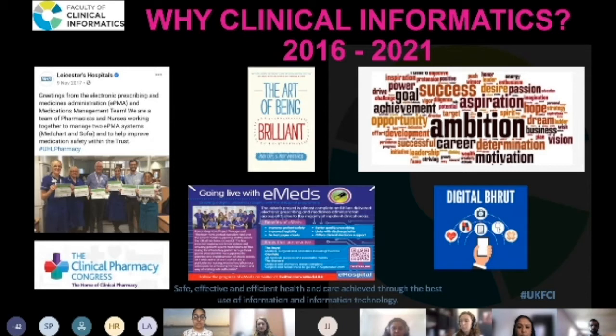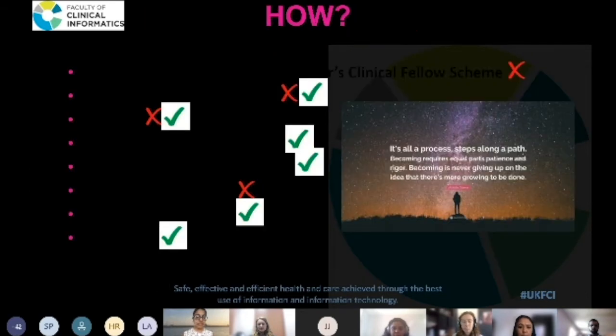So the journey hasn't always been easy, and progressing your own learning is challenging. I applied for the Chief Pharmaceutical Fellowship Scheme and the FCI back in its infancy, but I was unsuccessful. And at that point, I could have given up, but I took the steps to persevere and develop my skills and expertise by submitting abstracts related to EPMA to conferences, undertaking an MSc in Leadership and Innovation, and writing about EPMA implementation in my dissertation.